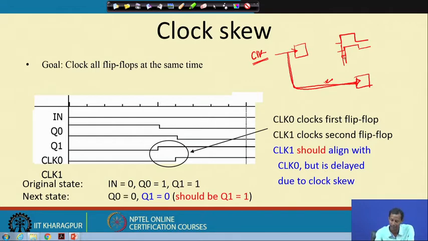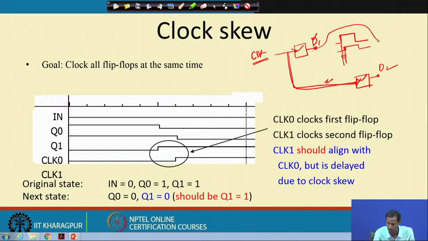But the thing is that based on this edge, this edge is not proper for this and this. That means the data at these two points will change at different times, for D1 and D2. So, what does that mean? These two data are changing at different times.